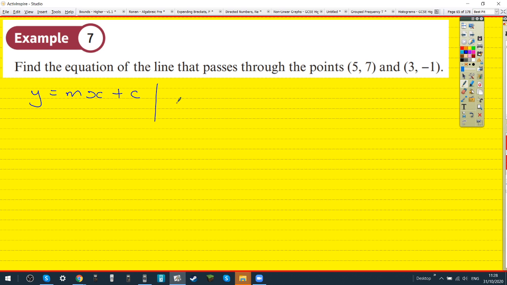For 5, 7, it'd be 7 equals m multiplied by 5 plus c. And so that's 5m plus c. Yeah, 5m. And the other one would be minus 1 equals 3m plus c. And if we were to write the equals on the other side, any idea how you'd solve that? Equals 7m plus c.